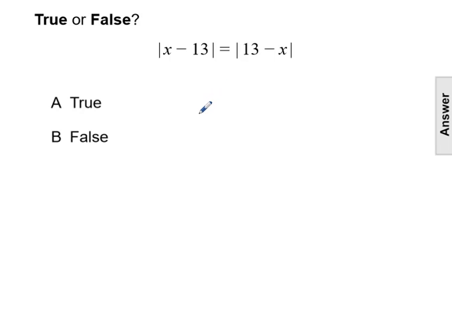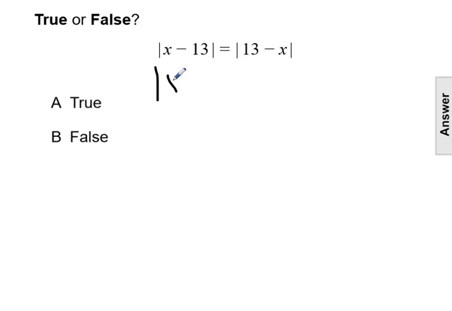True or false? The absolute value of x minus 13 is equal to the absolute value of 13 minus x. In order to see if this statement is true, we would have to rewrite one side in order to have both sides look the same, or be equivalent. So we're going to try to manipulate the expression inside the absolute value so that they're the same.